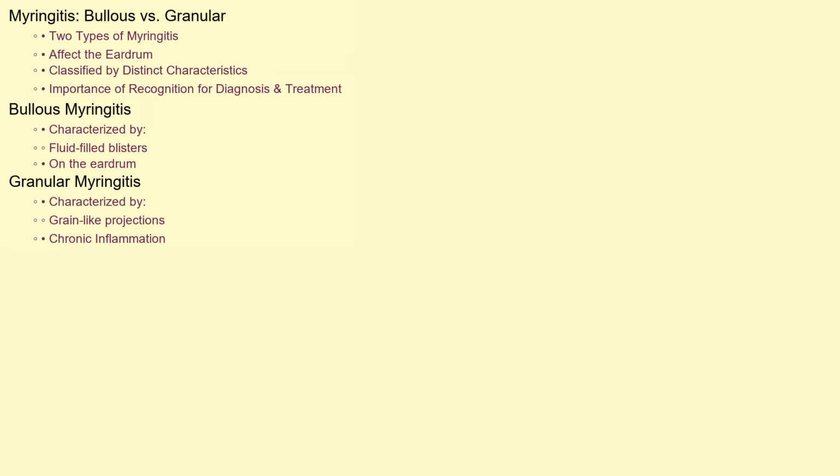While both bullous and granular myringitis affect the eardrum, they are classified based on their distinct characteristics. Bullous myringitis is defined by the presence of fluid-filled blisters on the eardrum. Granular myringitis is characterized by the appearance of small, grain-like projections and chronic inflammation. Recognizing these distinct features is crucial for accurate diagnosis and targeted treatment.